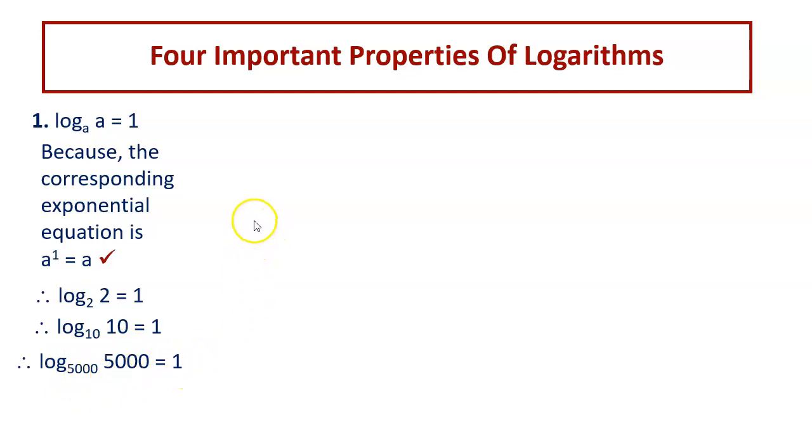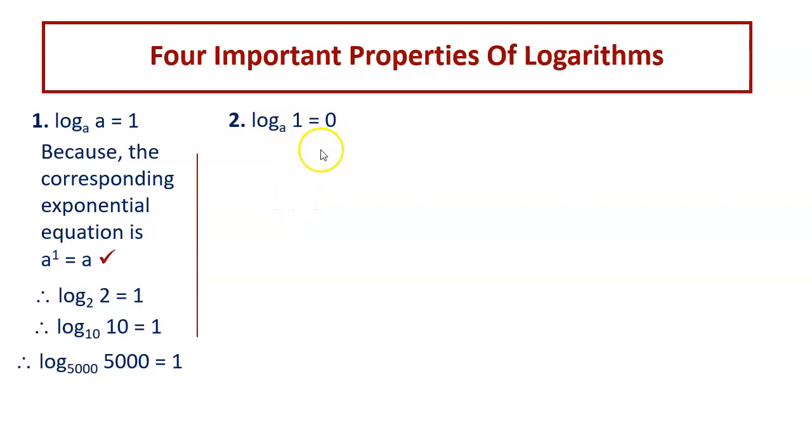Okay. So coming to the next rule or next property. Log of 1 to the base e equal to 0. e is any positive number, not equal to 1 obviously, but any other positive number. And log of 1 to any positive base except 1 is equal to 0.